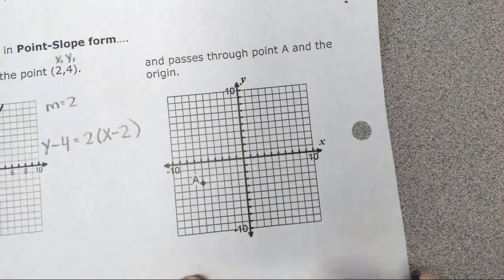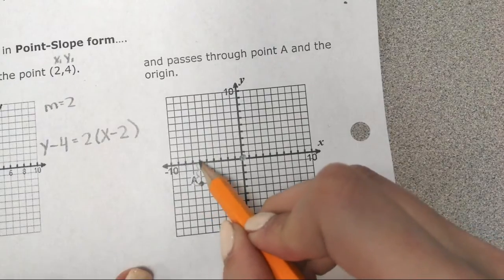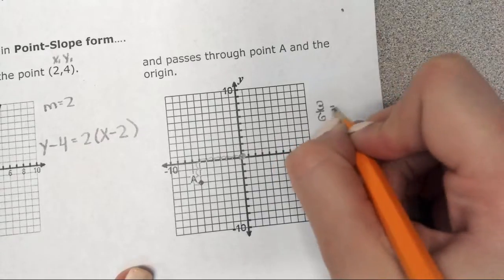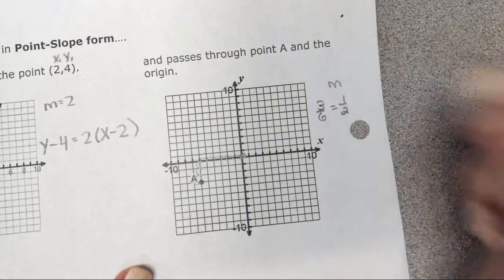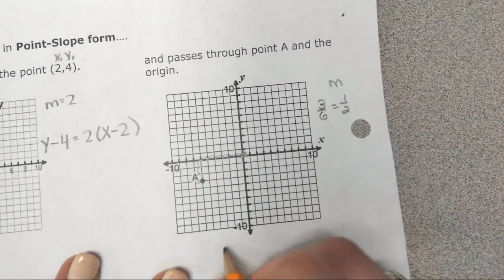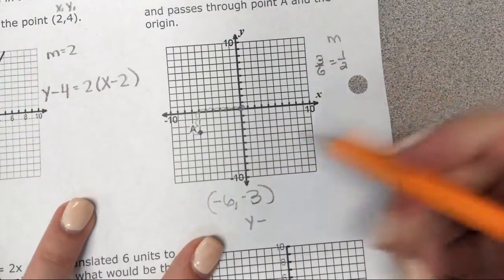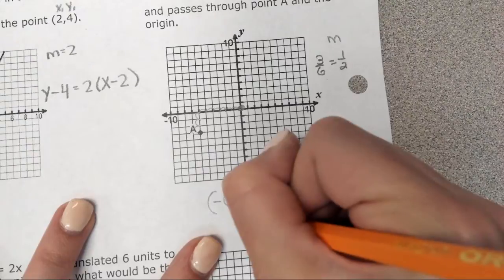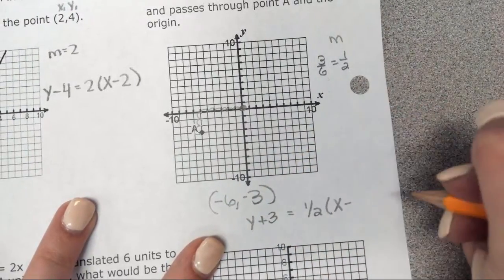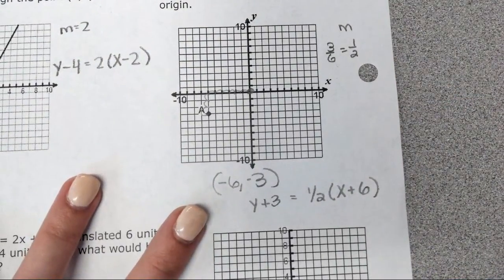Okay, it passes through point A and the origin. So I find the slope, it's up 1, 2, 3 over 1, 2, 3, 4, 5, 6. So 3 over 6 or 1/2, that's your slope. And this point A is at 1, 2, 3, 4, 5, 6, negative 6, negative 3. So to use my formula, y minus, the y value is a negative 3, so it becomes positive 3. The slope is 1/2, x minus, and then it's negative 6, so it becomes positive 6. Perfect.